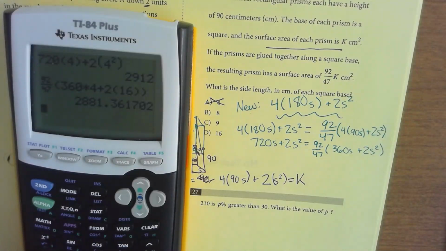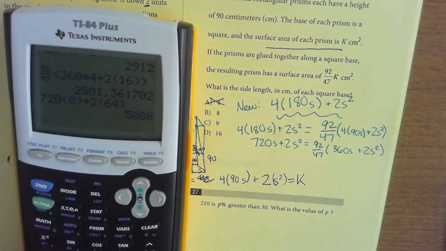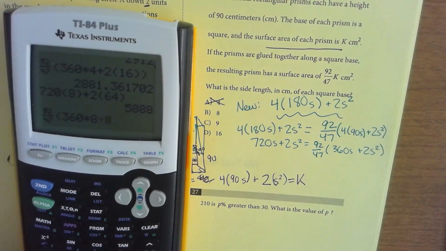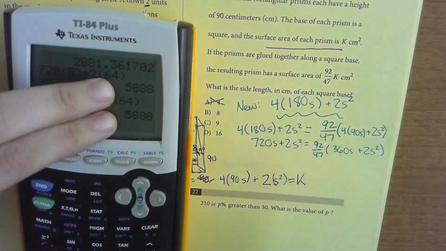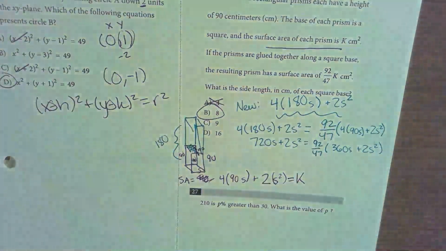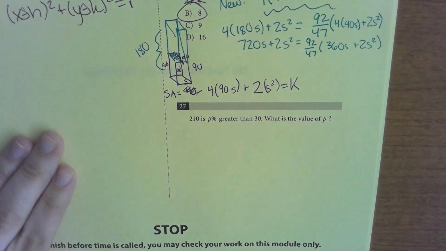Let's go ahead and try 8. 720 times 8 plus 2 times 64. Right? And the other side equals 92 over 47 times 360 times 8 plus 2 times 64. Thank goodness I did not have to keep plugging things in for that. B is our answer. Just one more question.